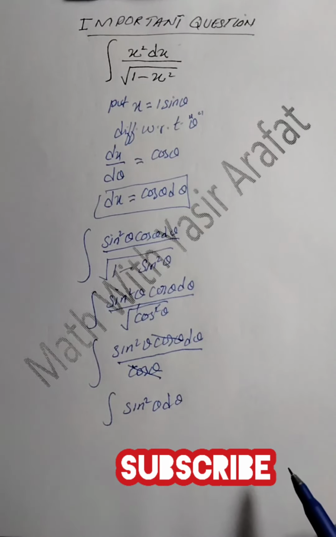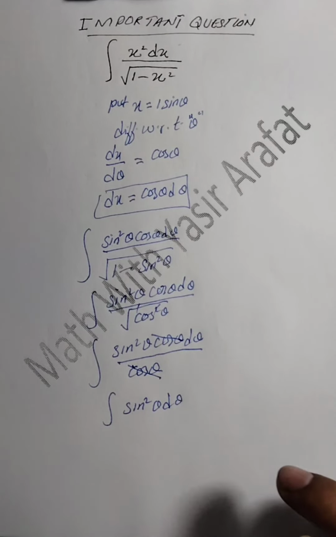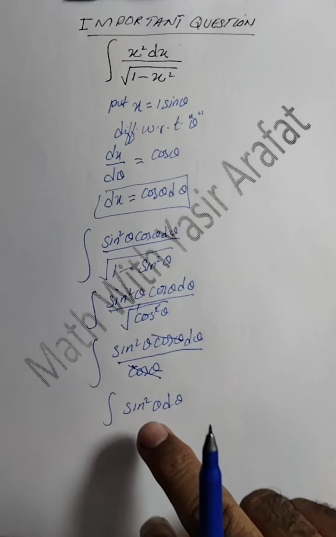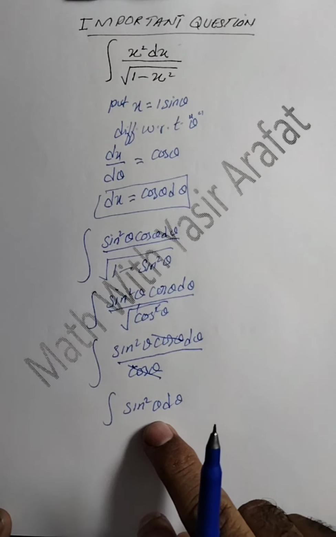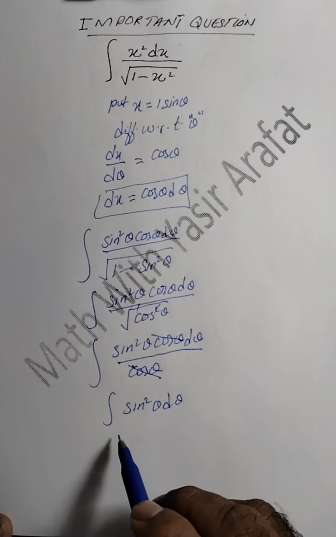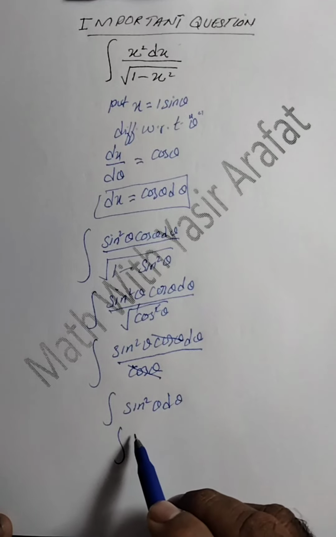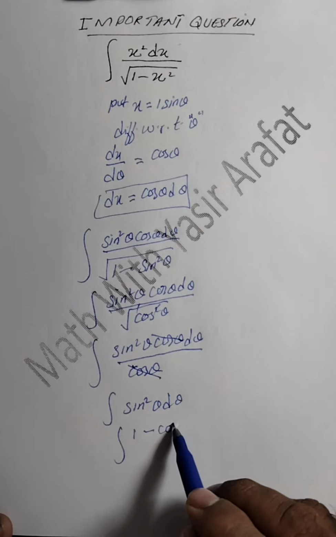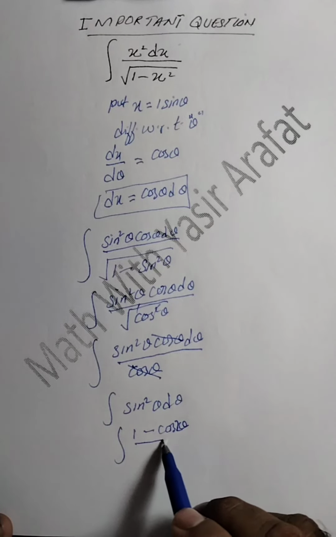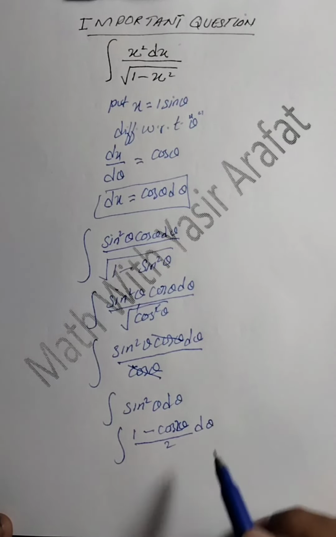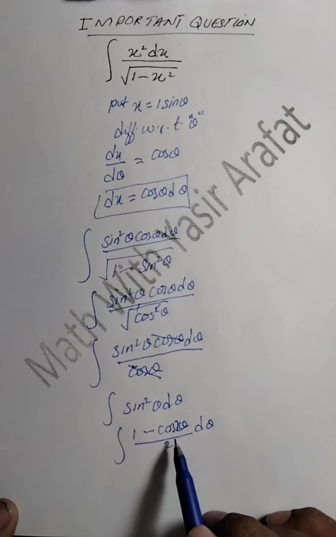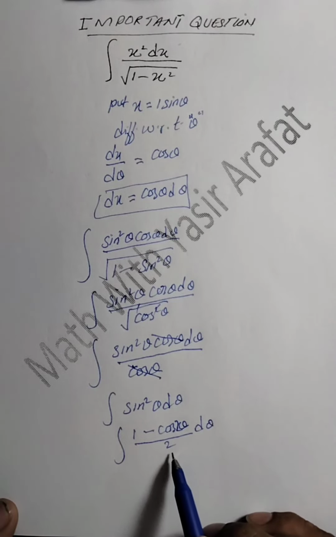Dear students, please remember that we don't have any direct formula for sine square theta in integration. So we have to change sine square theta into a function for which we have the integration formula. We know that sine square theta equals 1 minus cos 2 theta divided by 2.